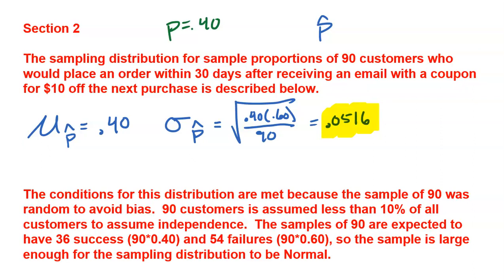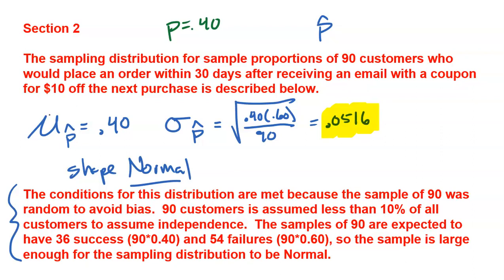All right, and then finally, the shape of this sampling distribution is going to be normal. That is not necessarily a given. We've got to check our conditions here, but that is obviously a very important fact. Now, this last part here is all of our conditions. You can do this in bullet points, paragraph form, however you want to do it, but you've got to do it. Now, the conditions for this distribution are met because A, the sample was random to avoid bias.